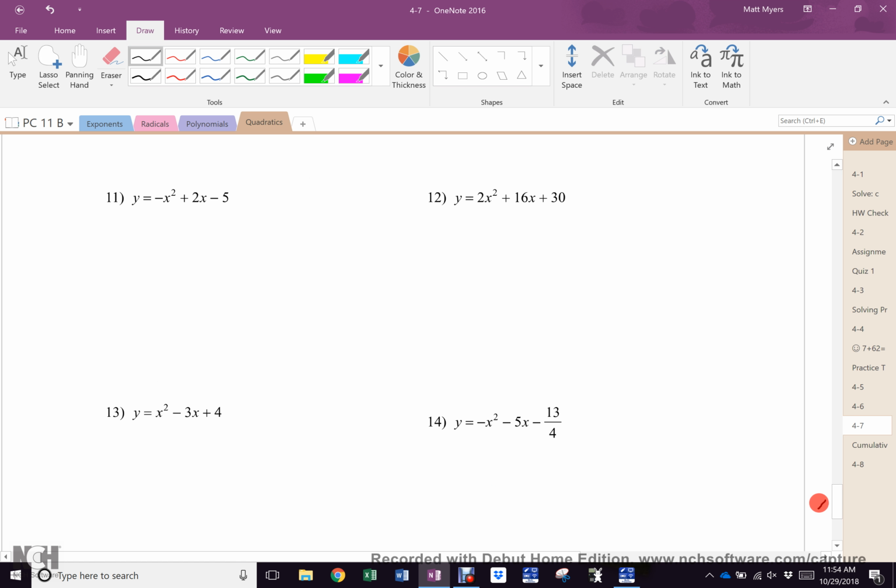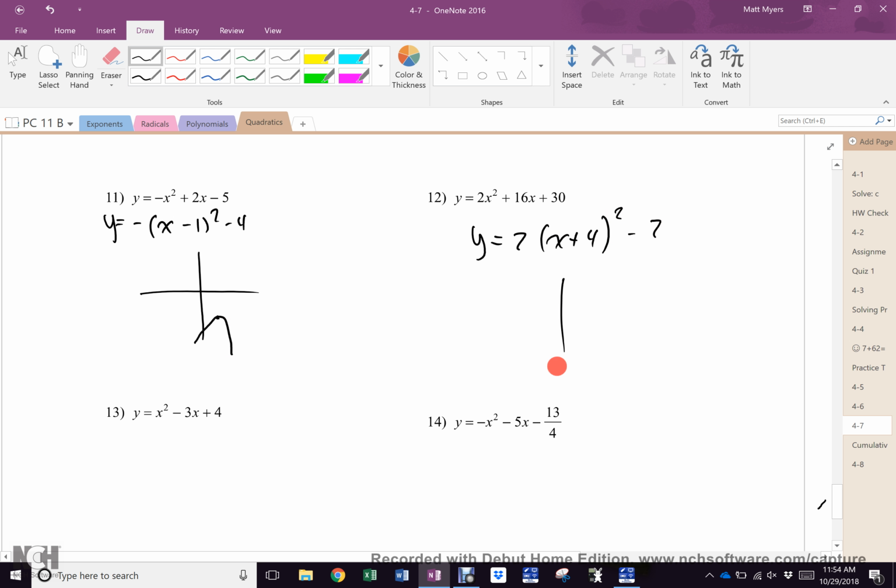And 11 is y equals negative x minus 1 squared minus 4. 1, minus 4, not skinny. Y equals 2 times x plus 4 squared minus 2. Negative 4, minus 2, up and skinny.